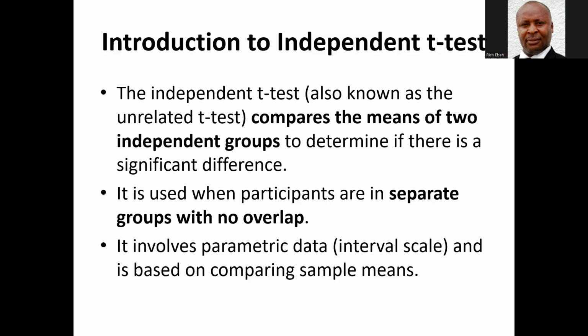The independent t-test must utilize parametric data, that is data that are interval or scale data. And it is based on comparing sample means. So you have to obtain the means to be able to make an adequate comparison.